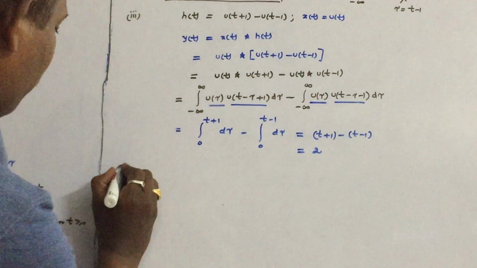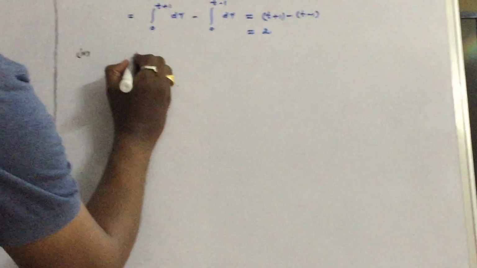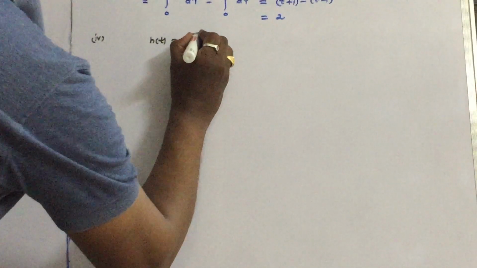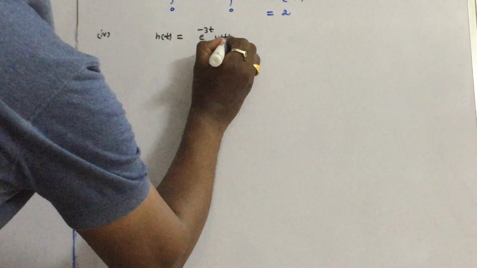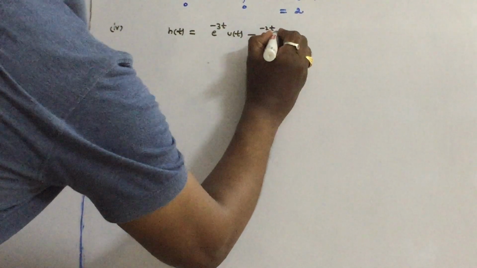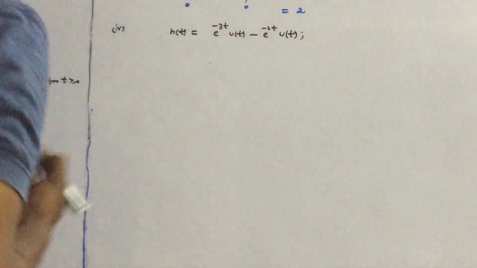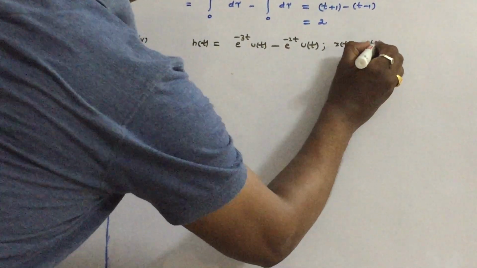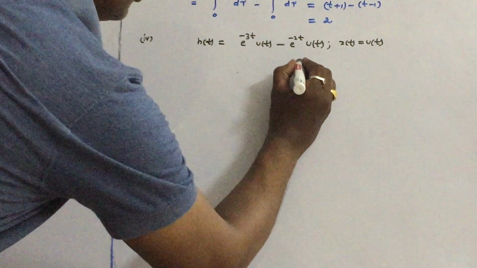Let us do the last problem. So h(t), what is the impulse response given? e to the power minus 3t into u(t) minus e to the power minus 2t into u(t). This is the impulse response of the system. What is the input to the system? It is given as the step u(t). What is the response of the system?